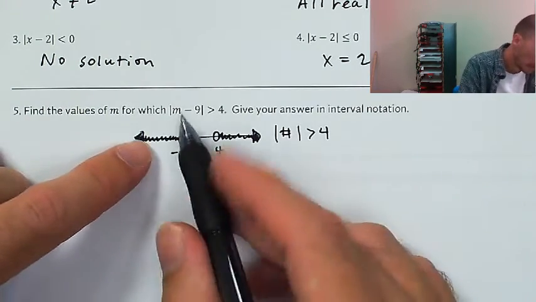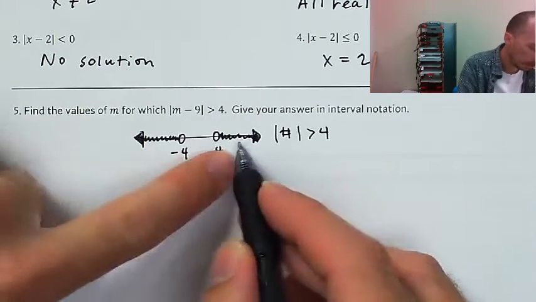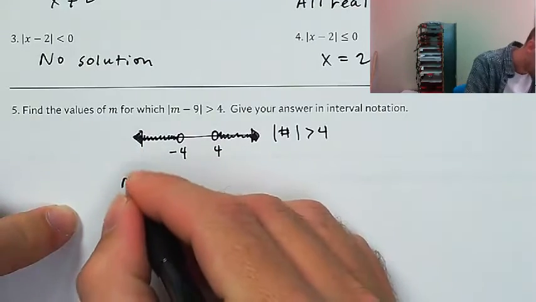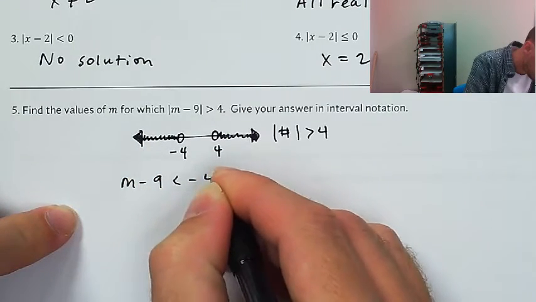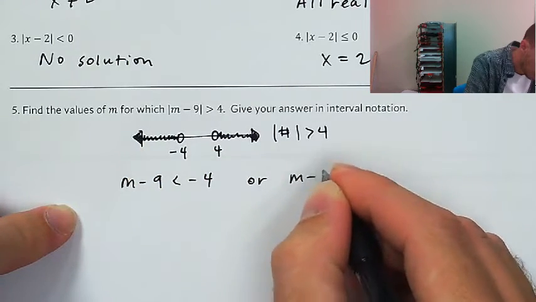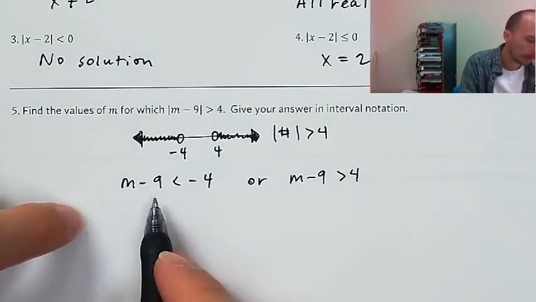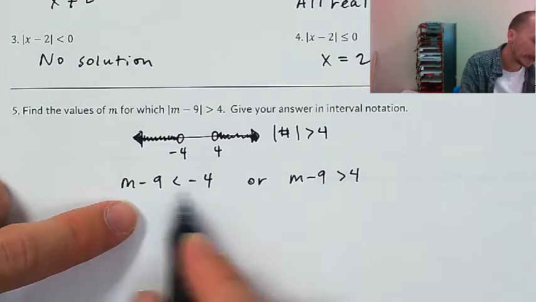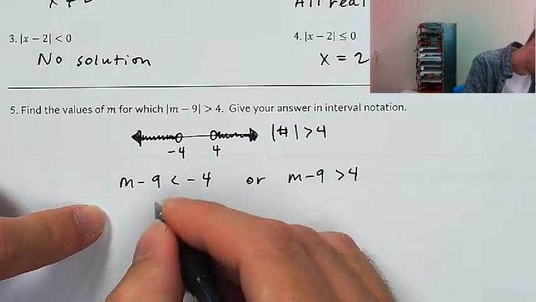So I'm going to go over here and say m minus 9 is the thing that needs to be greater than 4 or less than negative 4. And then I'll subtract or add 9 to both sides of both inequalities.